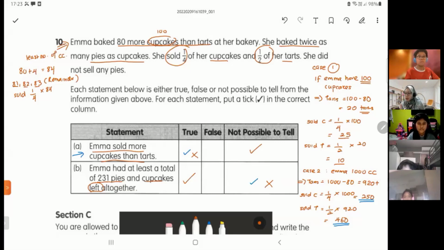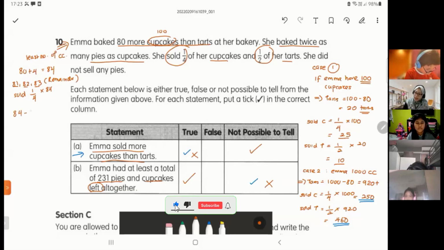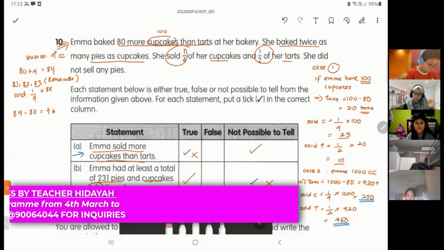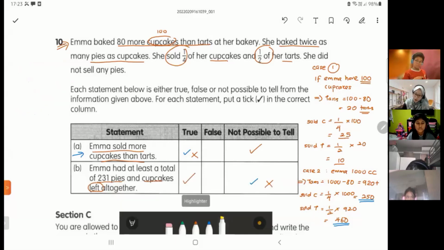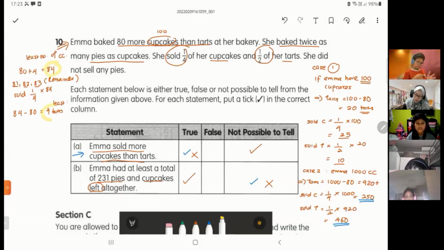So this is one reason. She will have started with 84 minus 80, so the tarts will be 4 tarts. This is the least number of tarts and the least number of cupcakes. Now we continue. So she started with 4 tarts and 84 cupcakes.